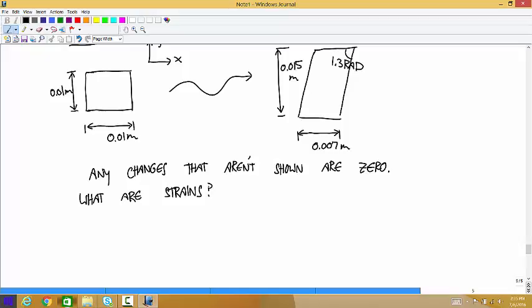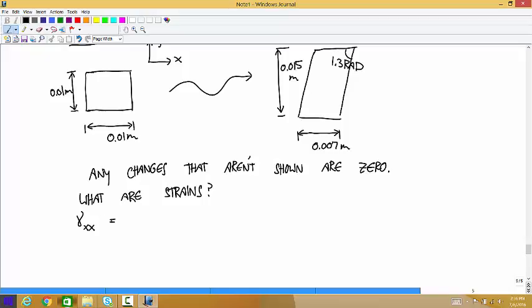Okay, so how many strains are there? How many normal strains are there? Yeah, it's a change in length along all 3 axes, so there's 3 normal strains. And then there's changes in angle between all 3 normal faces, so that's 3 shear strains. So there's a total of 6 strains that we're going to calculate, just like there's 6 stresses. Okay, let's do the normals first.